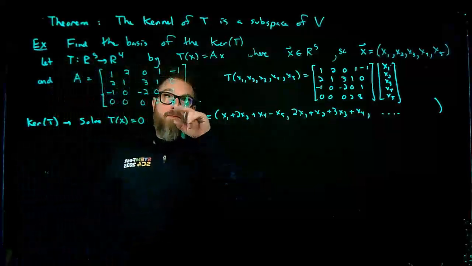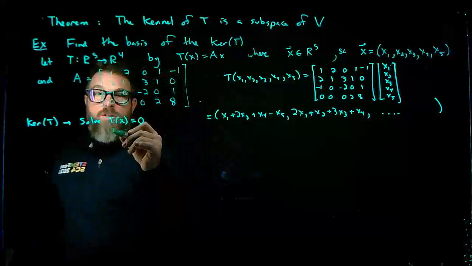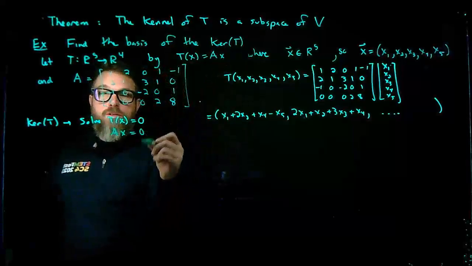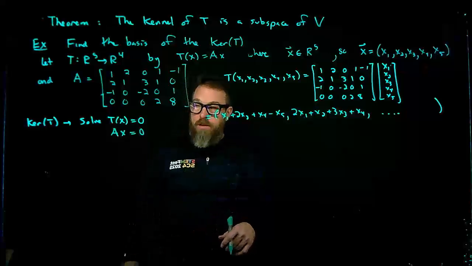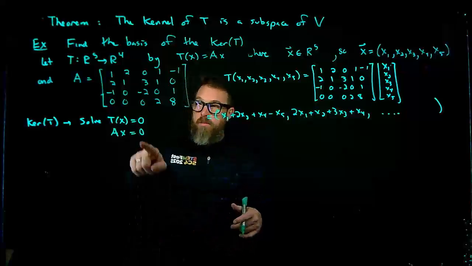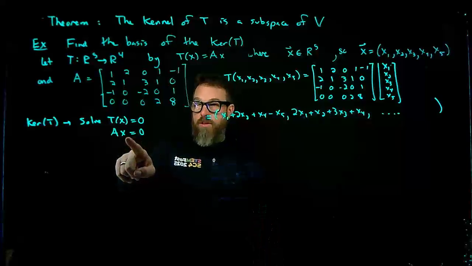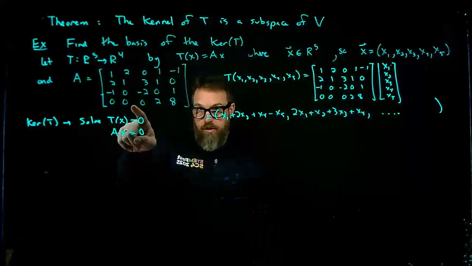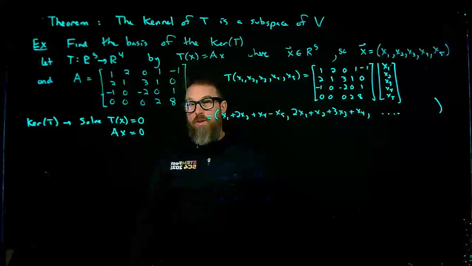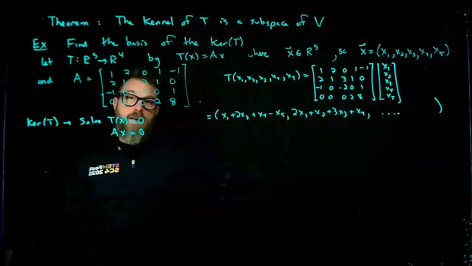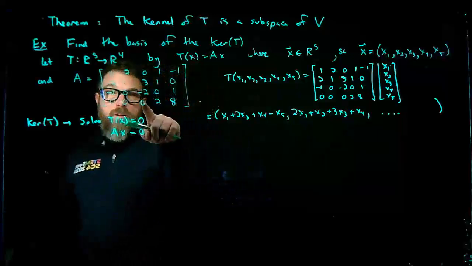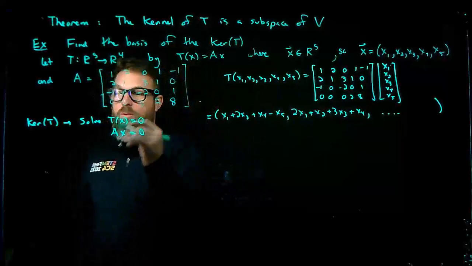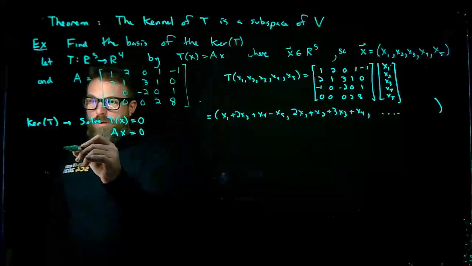Now remember that T of x is equal to A times x, so we're really just saying that A times x is equal to 0, which is something we've done in a previous video or lesson for linear algebra. This is nothing more than the null space of this matrix. So really the kernel of a transformation is the null space of that matrix multiplication. So in order to solve this, we're going to join this with 0.